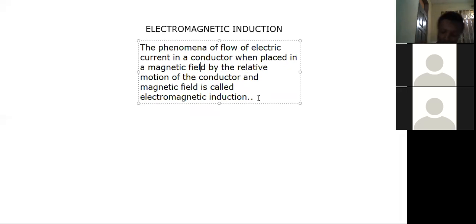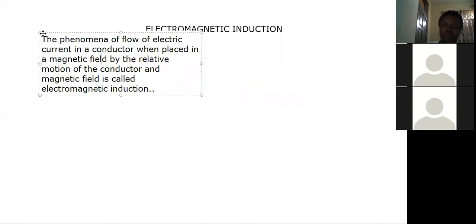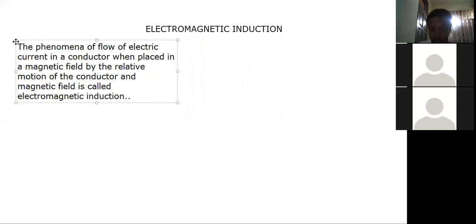Now he made a lot of experiments, and we are going to discuss some of them. The first experiment he did was that he found a coil and connected the coil to a galvanometer. Let me see if I can draw this one.